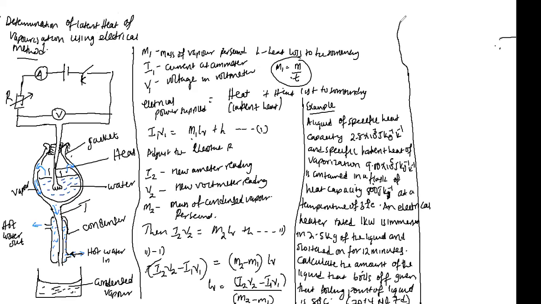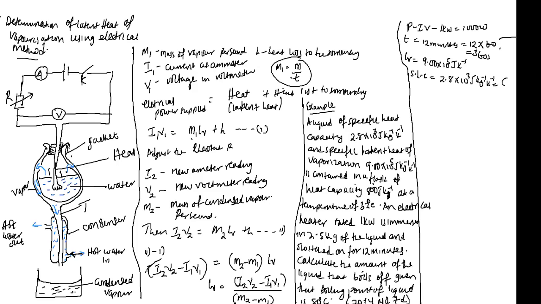So I can assume the power, which is IV, is 1 kilowatt, which is 1000 watts. The time is 12 minutes, which is 12 times 60, giving me 720 seconds. It's always good to identify what is given in the question. Latent heat of vaporization, 9.00 times 10 to the power 5 joules per kilogram. Then the specific heat capacity of the liquid is 2.8 times 10 power 3 joules per kilogram per Kelvin. This is your capital C.